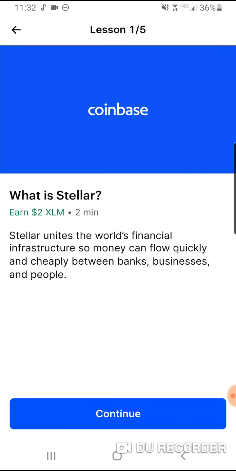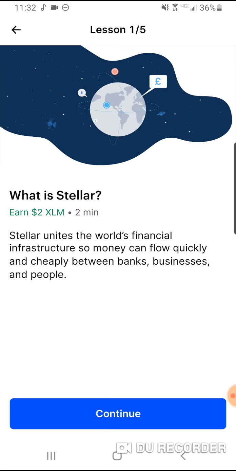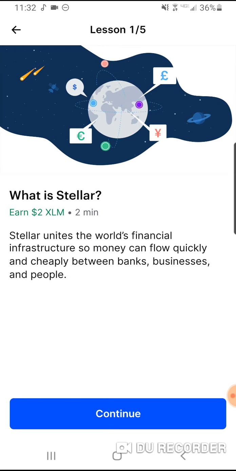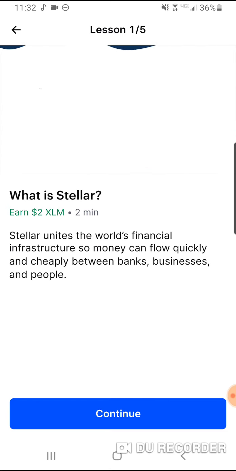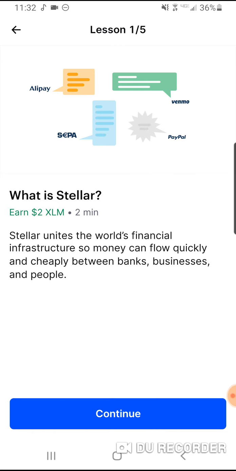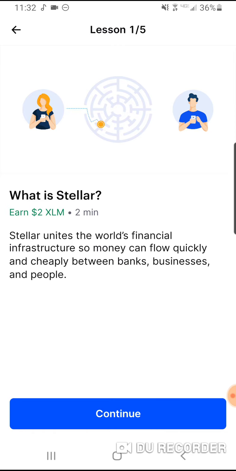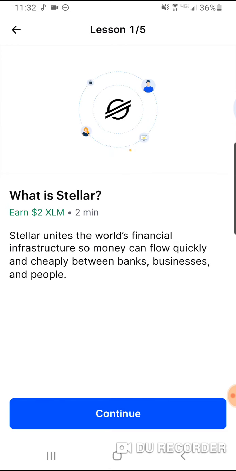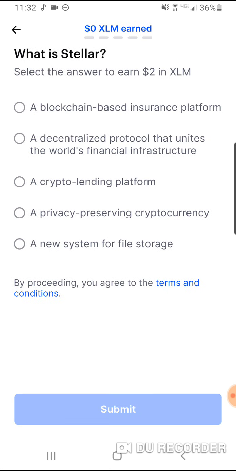So what is Stellar? Stellar unites the world's financial infrastructure so money can flow quickly. Today's global financial infrastructure has a big communication problem. There are a lot of different currencies and a lot of different payment systems. Each one speaks a different language, so they have a hard time understanding each other, which makes moving money slow and expensive, and a lot gets lost in translation. Stellar's vision is to unite the world's financial infrastructure so money can flow quickly and cheaply between banks, businesses, and people. The internet connected the world's computers so information could be shared globally. Stellar is doing this.